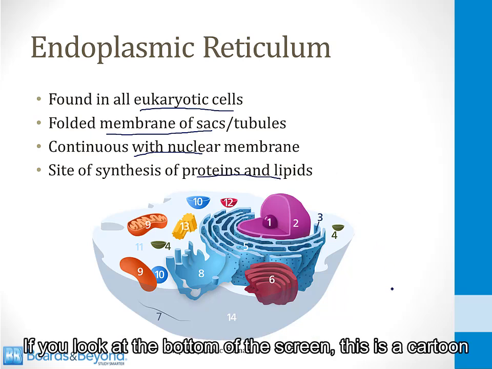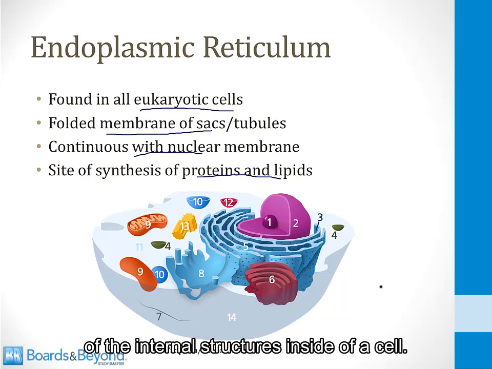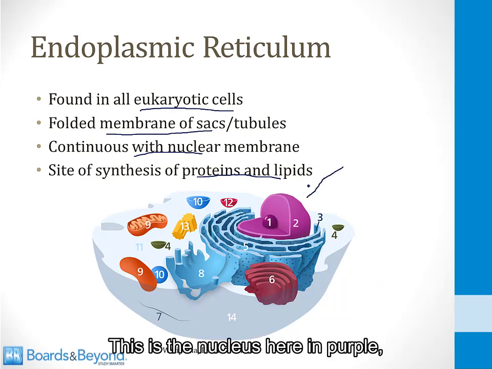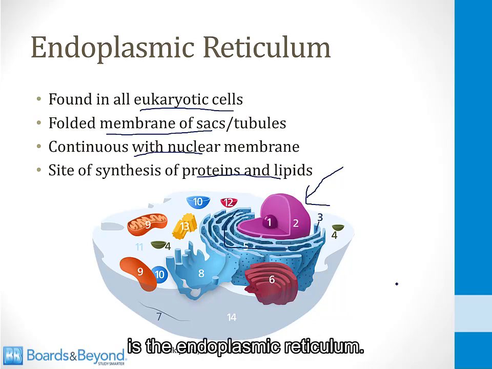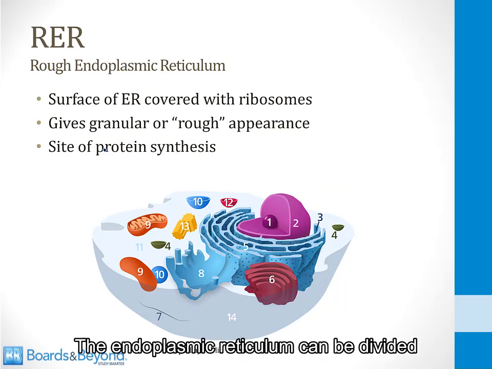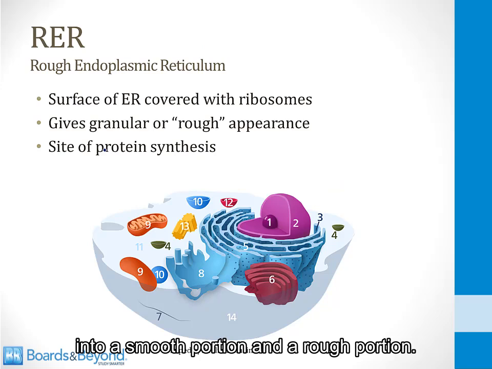If you look at the bottom of the screen, this is a cartoon of the internal structures inside of a cell. This is the nucleus here in purple, and this folded structure surrounding the nucleus is the endoplasmic reticulum. The endoplasmic reticulum can be divided into a smooth portion and a rough portion.